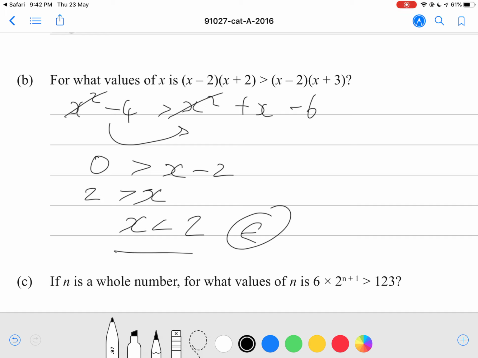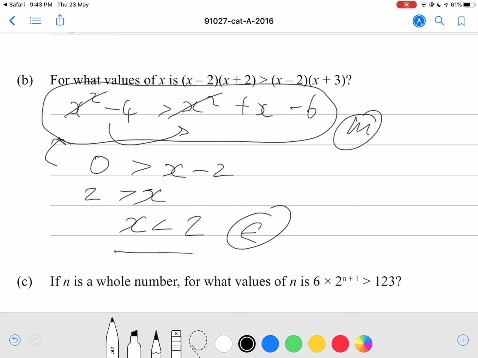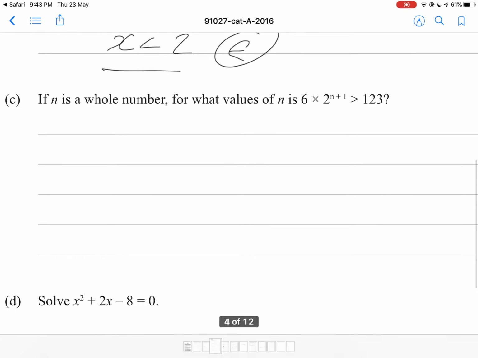To get a merit grade, you are expanding and simplifying. So getting up to here is going to get you a merit. And to get an achieved, it's basically just any one correct expansion. Pretty much any evidence showing that you understand the problem will get you an achieved. Okay, next question.